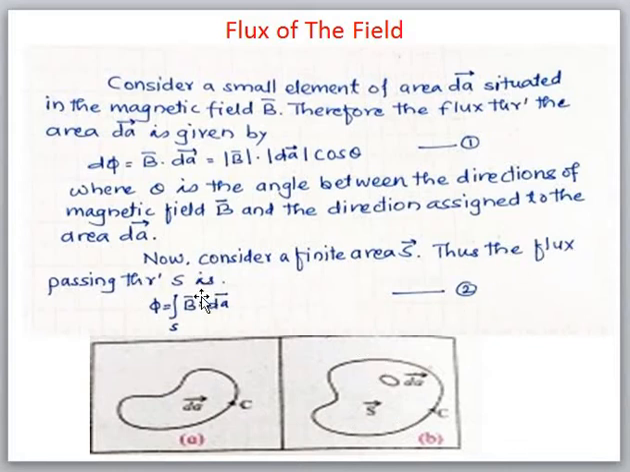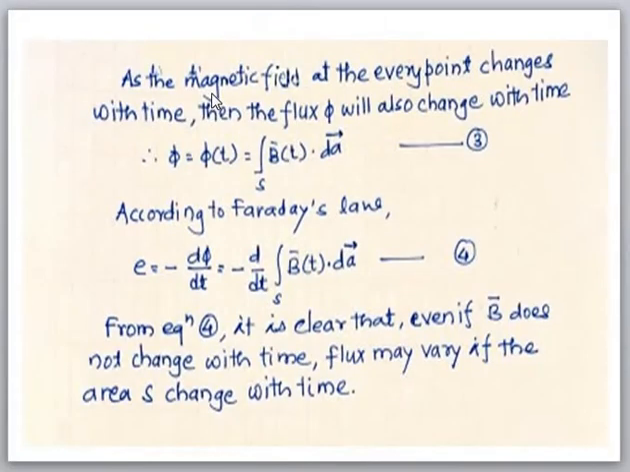Thus the flux passing through this area S is equal to the sum of the magnetic flux assigned to the small areas enclosed in this finite area S. Therefore phi is equal to the surface integral of B bar dot dA bar. As the magnetic field at every point changes with time, the flux phi will also change with time. Therefore flux phi is a function of time. Phi of t is equal to the surface integral over S of B bar, which is a function of time, into dA bar.